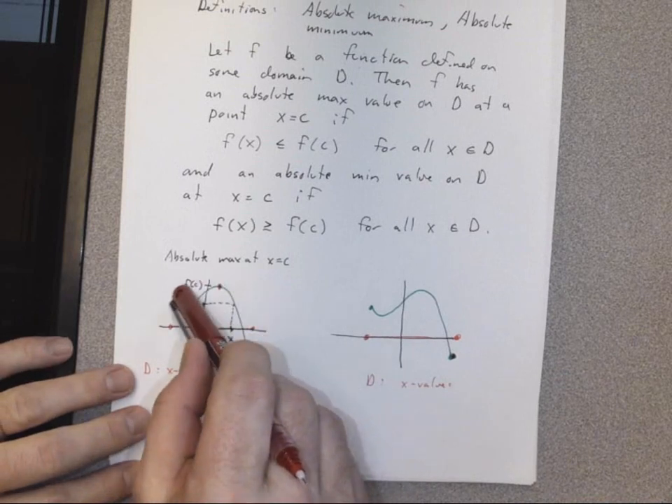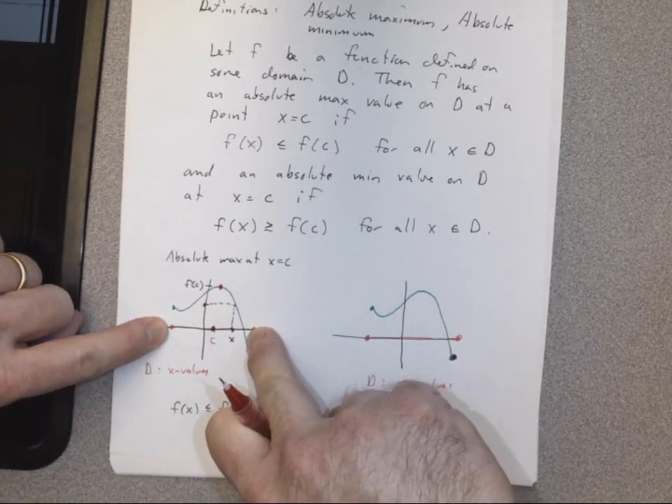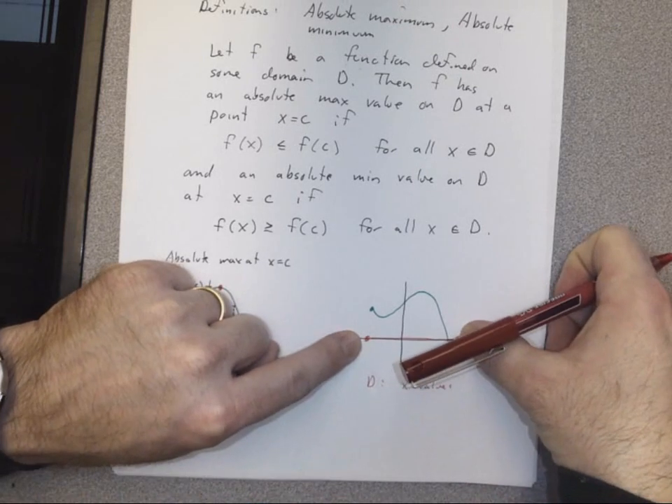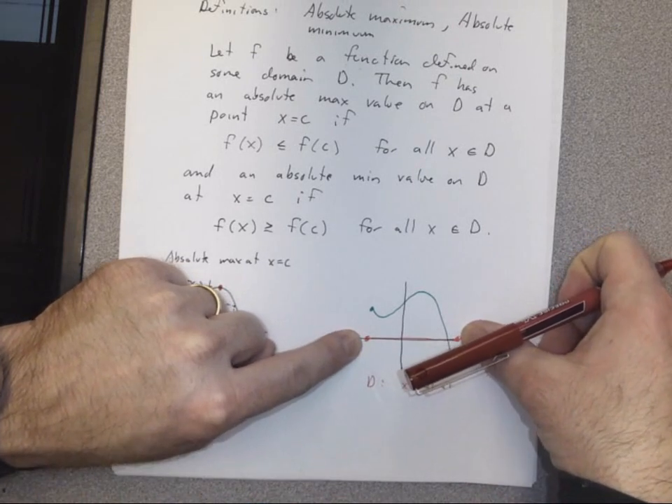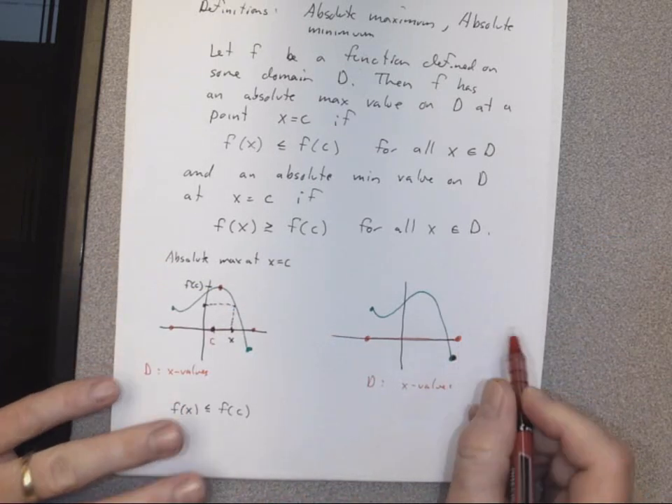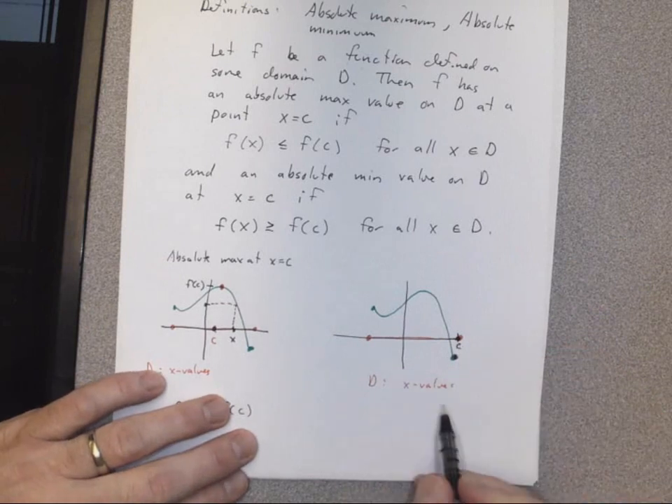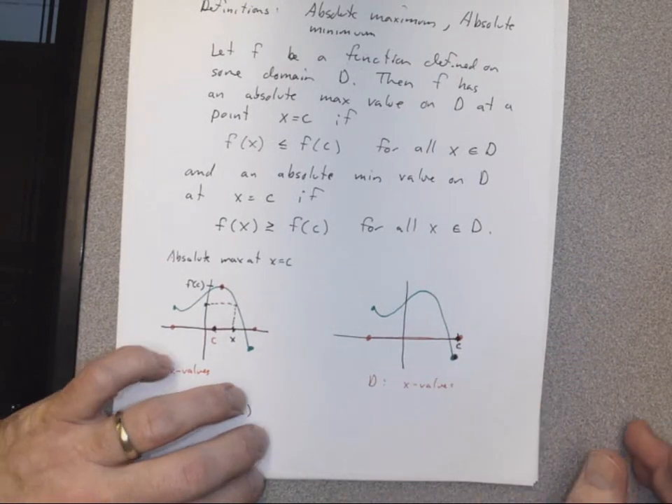So what we'd say is that the absolute max is an interior point of the domain because it's inside the endpoints, and this one happens to be an endpoint. This is not an interior of the domain. This happens to be the endpoint of the domain, but it doesn't matter. This c value right here is still part of the x values, so it's okay that it's an endpoint.